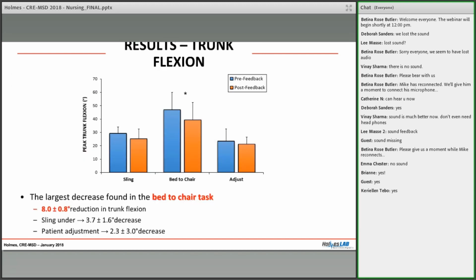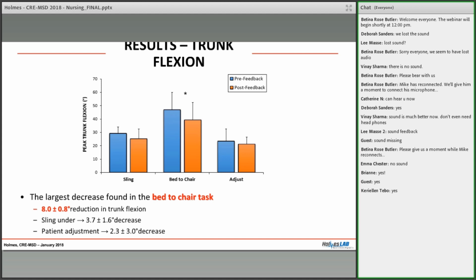In terms of trunk flexion, again the graph is set up the same way, and instead of time to complete the task on the side here, now we have peak trunk flexion in degrees. And we found that there was the largest decrease in, again, our bed to chair task. Roughly an 8-degree reduction in trunk flexion. There were some reductions in our other tasks as well, but again, they weren't significant.